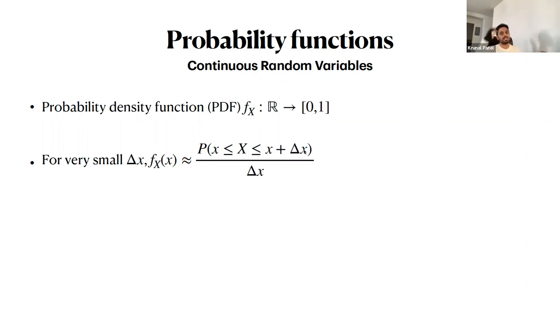So it doesn't give me a probability of a particular point, because when we have continuous random variables, the probability of the random variable taking that particular single point value is always going to be 0.